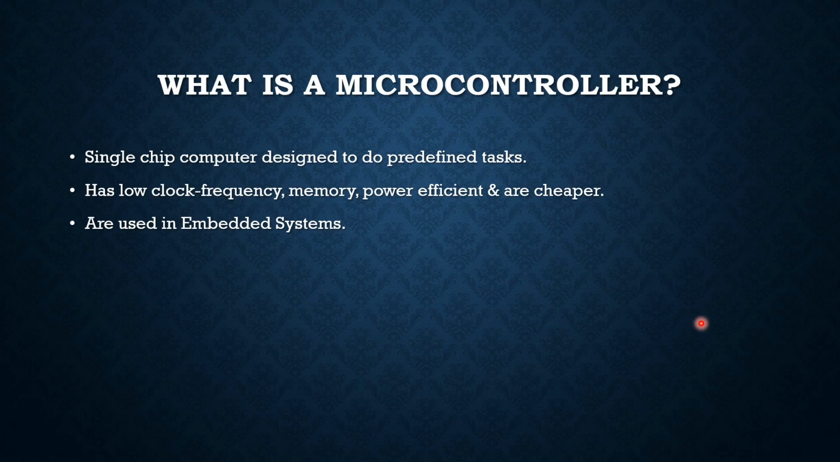So what is a predefined task? Let's consider an example of a refrigerator. What happens in a refrigerator is that when a certain temperature threshold is reached, the power supply to the compressor is turned off. And again, when a certain temperature threshold is reached, the power supply to the compressor is turned on. So in a refrigerator we have a microcontroller along with a temperature sensor.